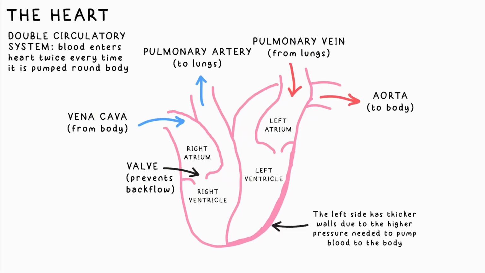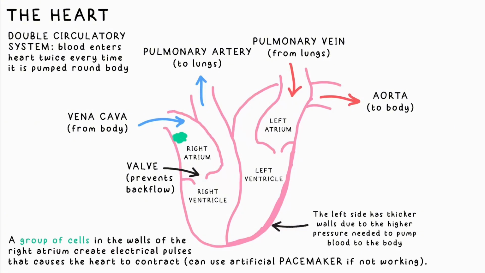The left side of the heart has thicker walls, as the left ventricle has to pump blood to the whole body, while the right ventricle only pumps to the lungs. A group of cells create electrical pulses that cause the heart muscles to contract, the heart to beat. If these aren't working properly, you can be given an artificial pacemaker to do the same job.